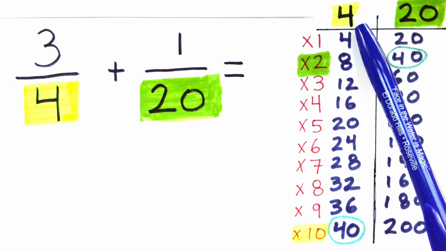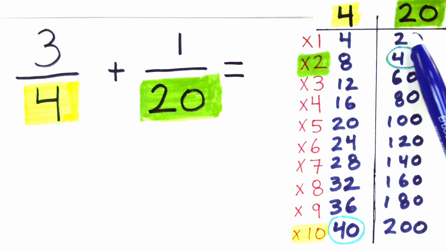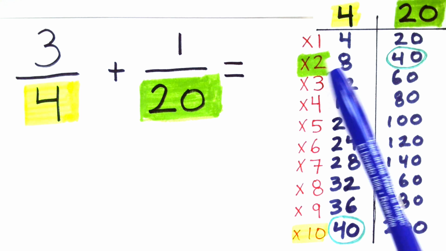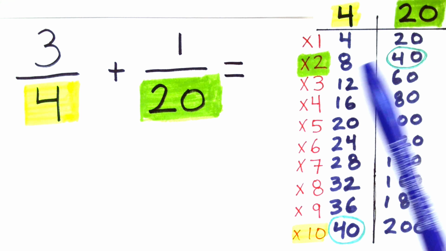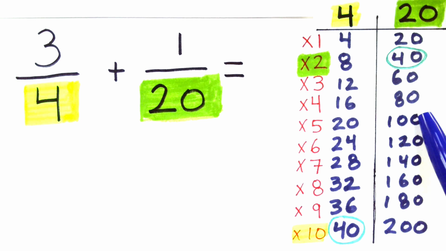So I've highlighted to make this a little easier for you. 4 times 10 is 40. So it looks like 40 is going to be our common denominator. If you multiply 20 in completing this product T-chart, 20 times 1 is 20. Now you add 20 every time and you get the next product, right? So 20 times 2 is 20 plus 20, which is 40. 20 times 3 is 40 plus 20, which is 60. 20 times 4 is 60 plus 20, which is 80. 20 times 5 is 100.